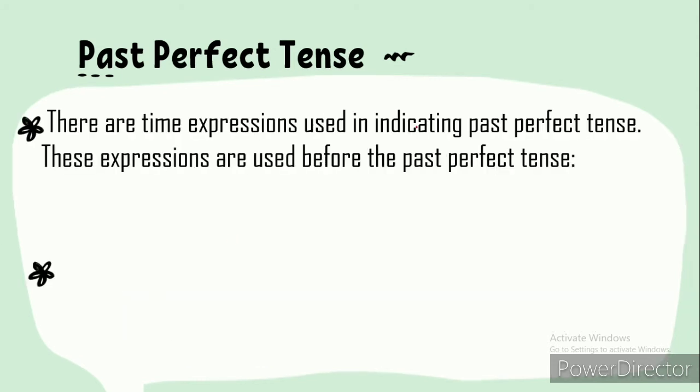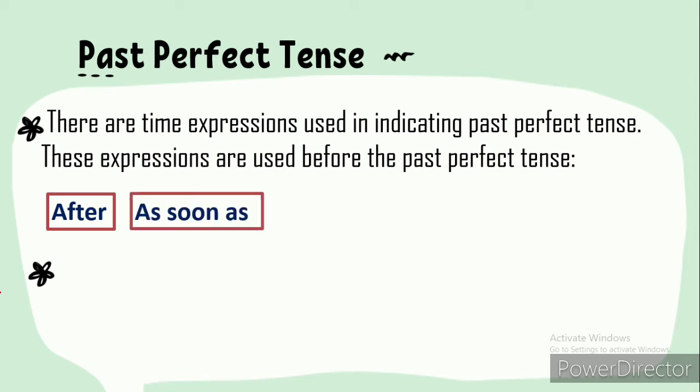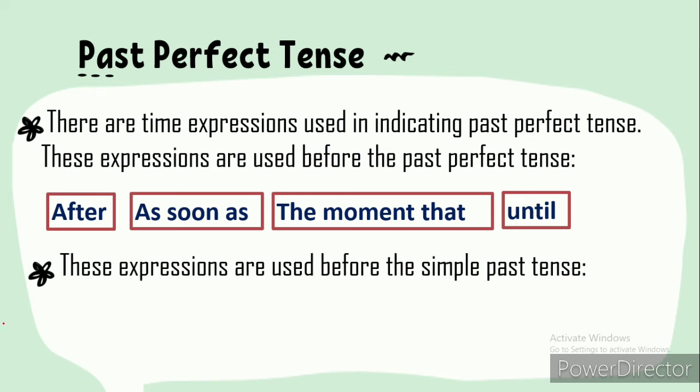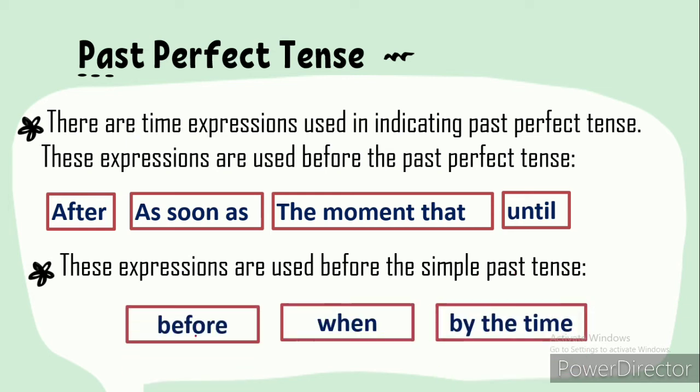There are time expressions used in indicating past perfect tense. These expressions are used before the past perfect tense: after, as soon as, the moment that, until. And these expressions are used before the simple past tense: before, when, and by the time.